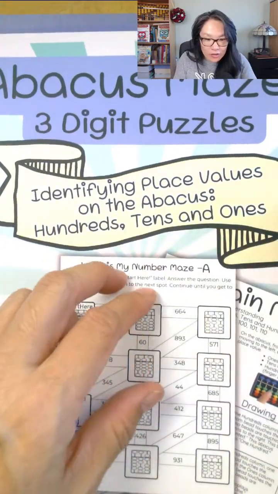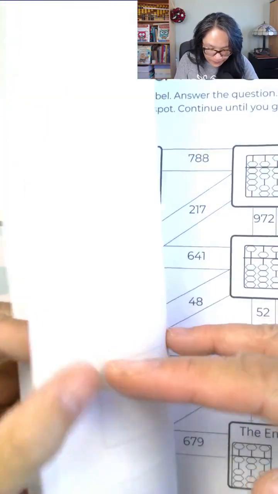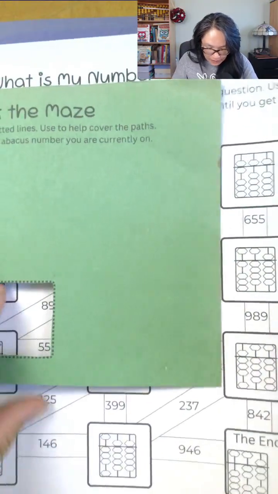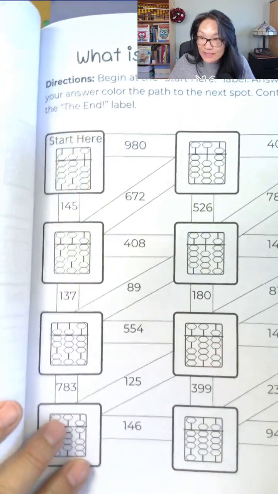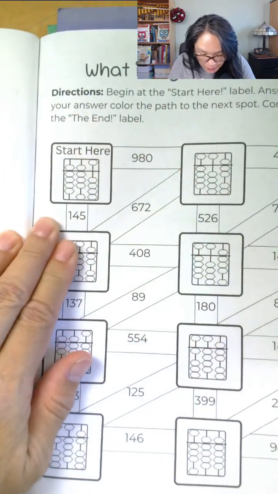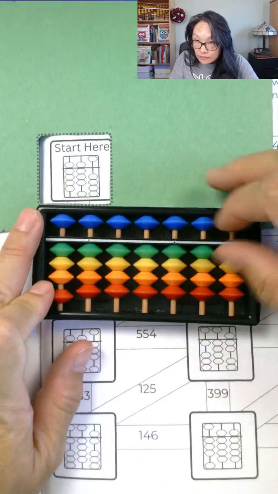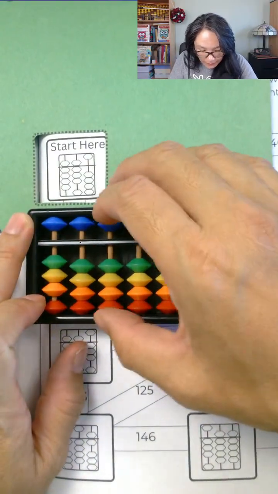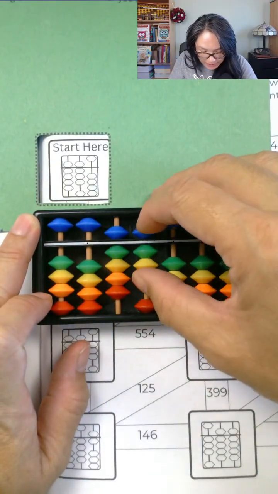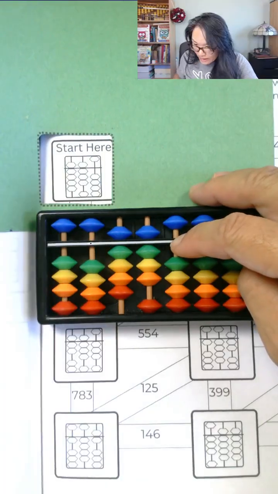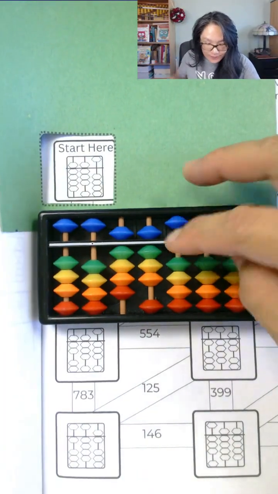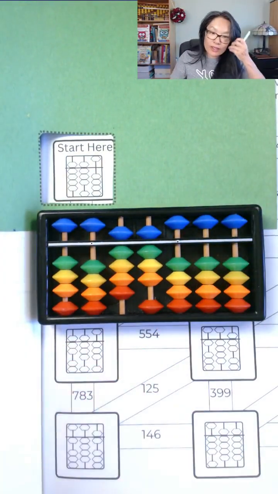All right. So who's going where? What we're doing is the next one. Here we go. So here's my maze. It is now your turn to let me know what number this is. So here is my number. I have my hundreds, my tens, and my ones. What number do you think that is? Let me know in the chat what number you think that is.